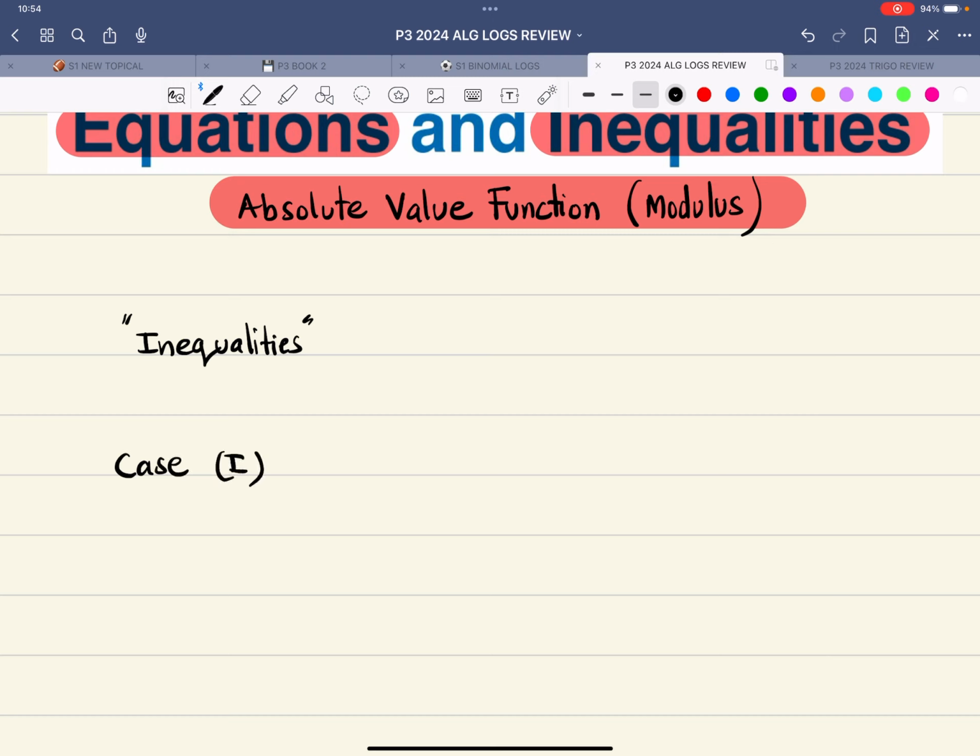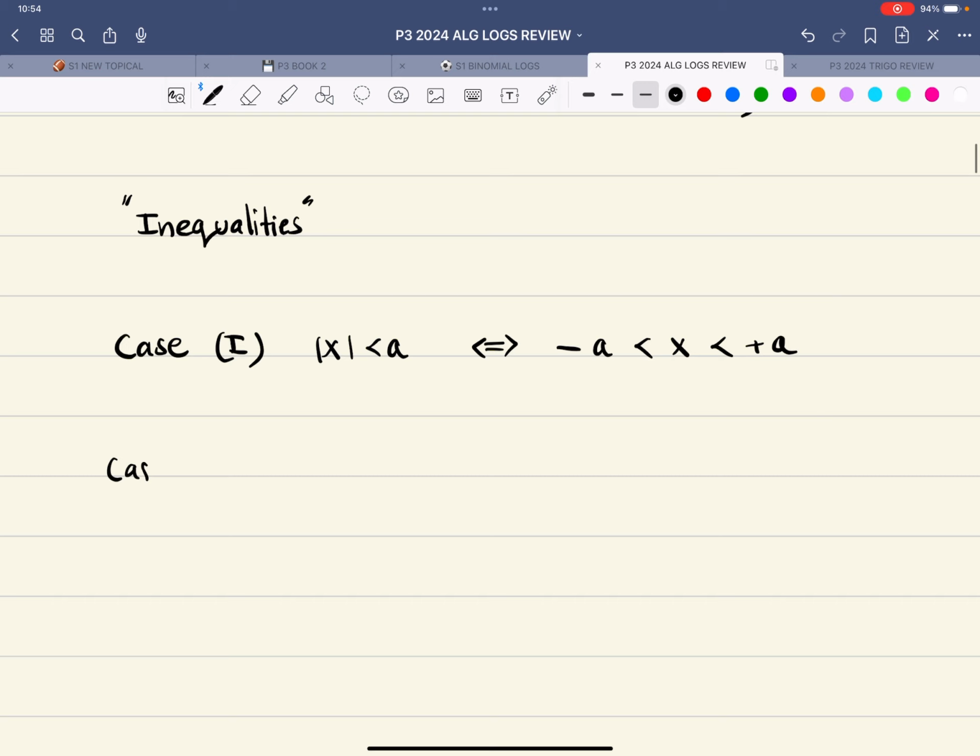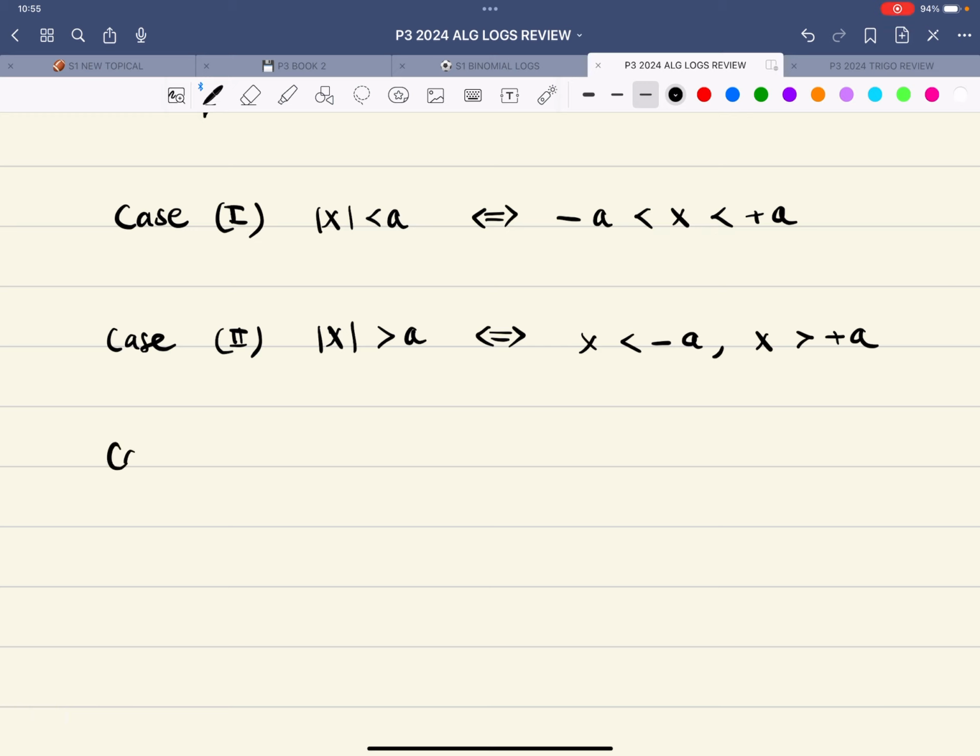The first case is x modulus lesser than a. When we break it up applying all the concept, this is what you should be looking at. X lies between negative a and positive a. And case number 2 is that when x modulus is greater than a, so there are 2 separate inequalities. X is lesser than negative a, x is greater than positive a. And what is the third case? The third case is there is modulus on both sides.